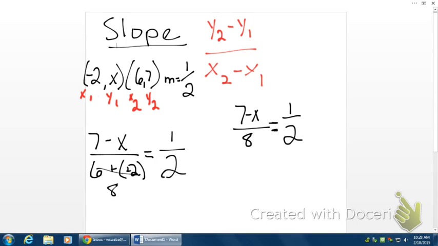So now, I think the easiest way to solve this: if 7 minus x is being divided by 8, how do I get that 8 to the other side? How do I get this x by itself? If 7 minus x is being divided by 8, well, let's multiply both sides times 8.